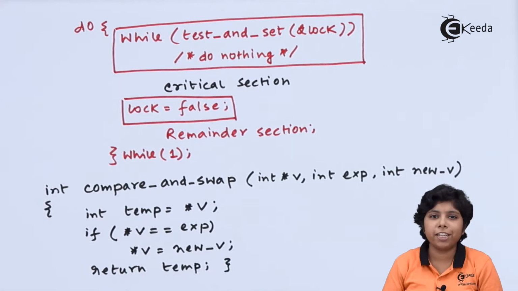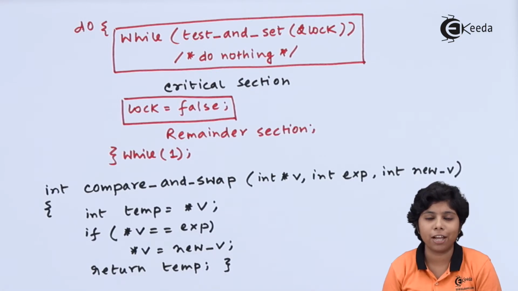So first we check whether the value is equal to the expected value. If it is equal to the expected value, then the new value is swapped with the original value. Regardless, compare and swap will always return the original value of the variable. Now, let's see how we implement compare and swap.